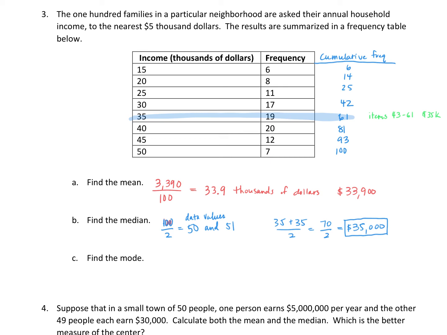Finally, we want to find the mode. So the mode is the number that appears the most often. So we're just going to look down the frequency column, and we'll see that 20 is the highest number in the frequency column. So 40,000 will be the mode because that's the one that appears the most often.